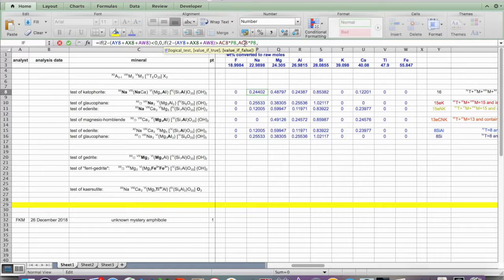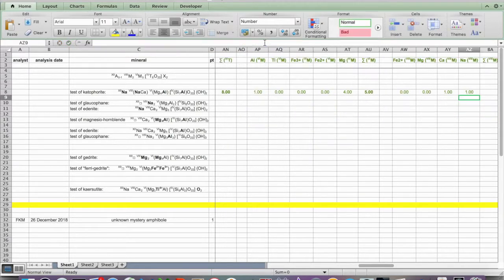And then lastly, if neither of those 2 limitations are exceeded, then we just want what's in the middle. And that will be that. And that will finish it off. And again, we need 2 parentheses to close the whole thing off. And there we get 1 sodium showing up.